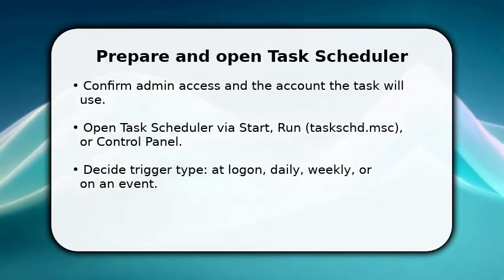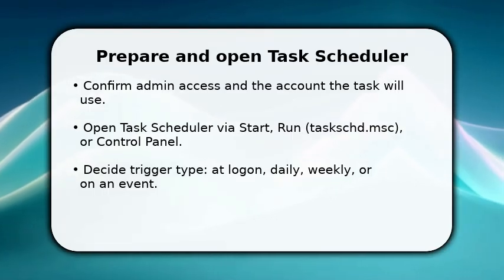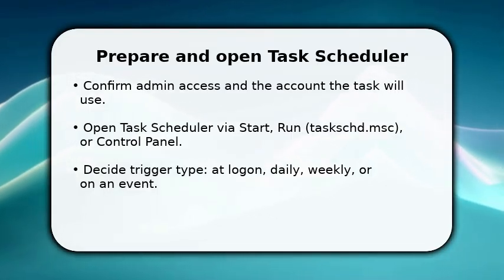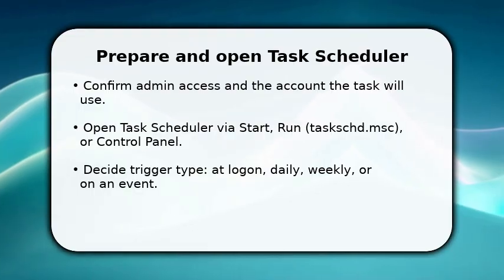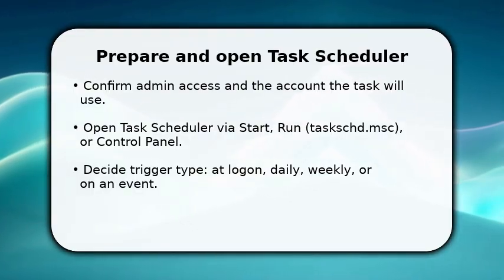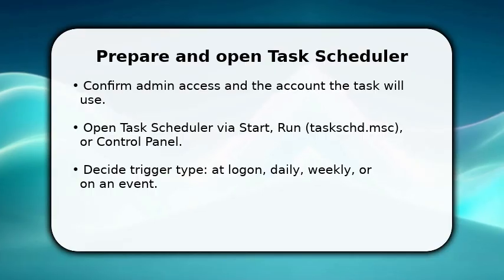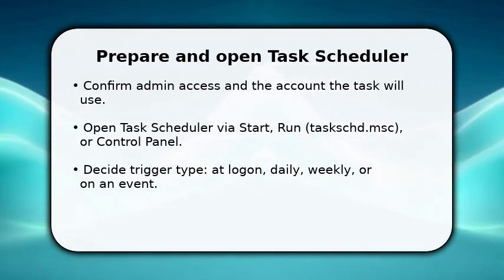This affects permissions. Next, choose the initial trigger type: at logon for user tasks, daily for regular jobs, or on an event for system-driven automation. Doing these first reduces confusion later and sets the correct security context for actions to follow.